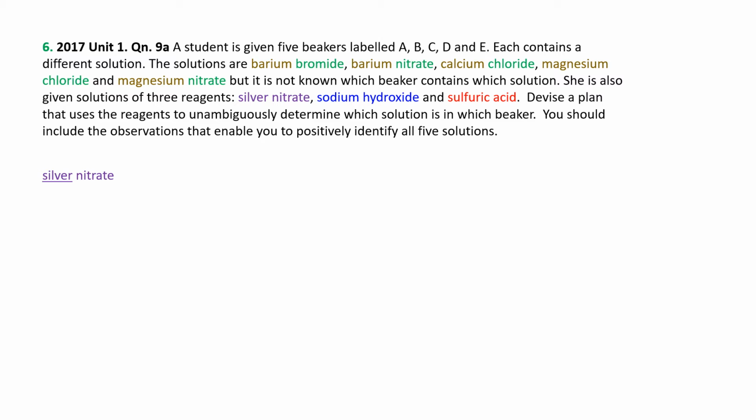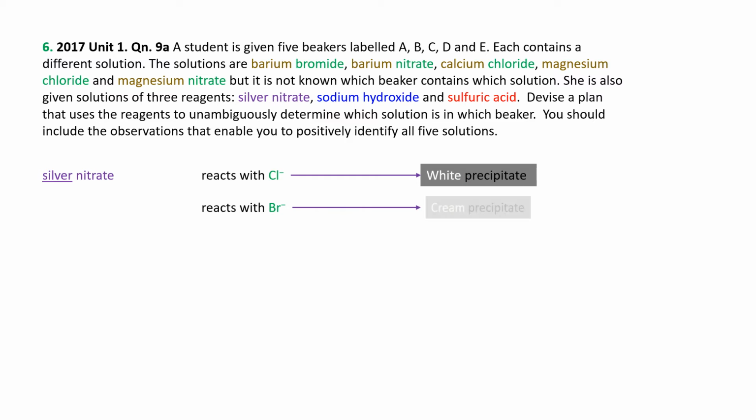So silver nitrate, as said before, the nitrate is irrelevant, but it does make precipitates with halides. We have chloride in here for the calcium chloride, which will give a white precipitate, and we also have bromide in there, which gives you the cream precipitate. Again, without a comparison, not necessarily that easy to determine whether a precipitate is white or cream, but this is A-level, so we'll go with it.